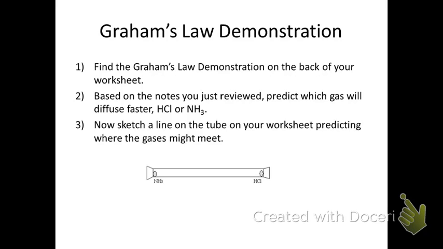For example, if you feel like they move at the same speed, you would draw your line in the middle between the NH3 and HCl. If you think NH3 moves more slowly than HCl, you would draw your line closer to NH3. And if you think HCl moves more slowly, you draw your line closer to HCl. So pause and make your prediction, and then resume the video.